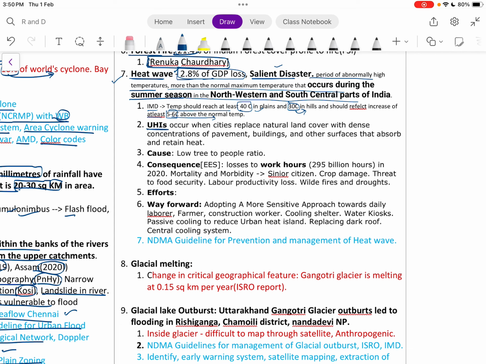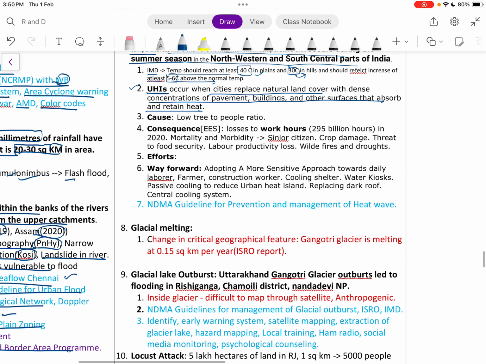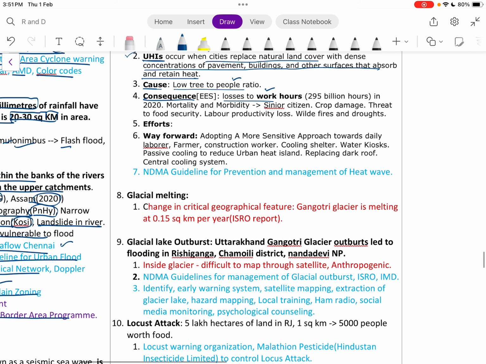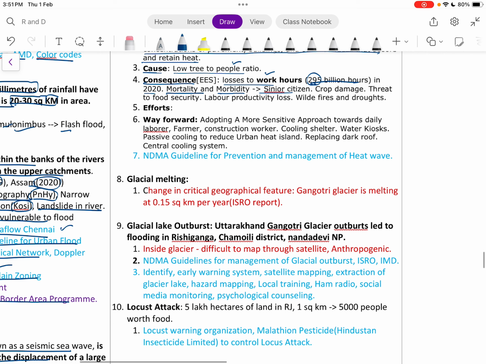UHIs occur. Urban heat islands occur when cities replace natural land cover with dense concentration of pavement, buildings, and other surfaces that absorb and retain heat. Okay. What are the causes? Low tree to people ratio. What are the consequences? Losses to the work hours. Okay, in 2020 it was 300 billion hours. Okay, mortality and morbidity of senior citizens, crop damage, threat to food security, labor productivity loss, wildfire and droughts. Okay, these are the efforts.